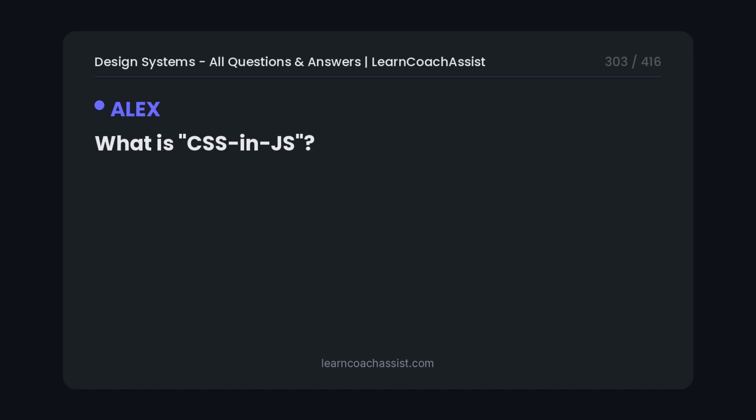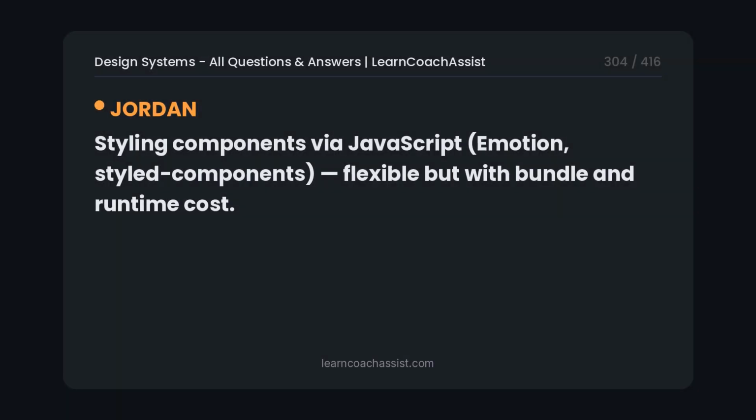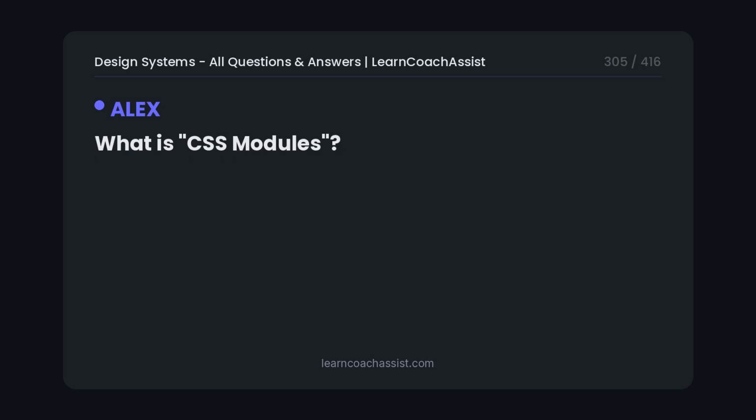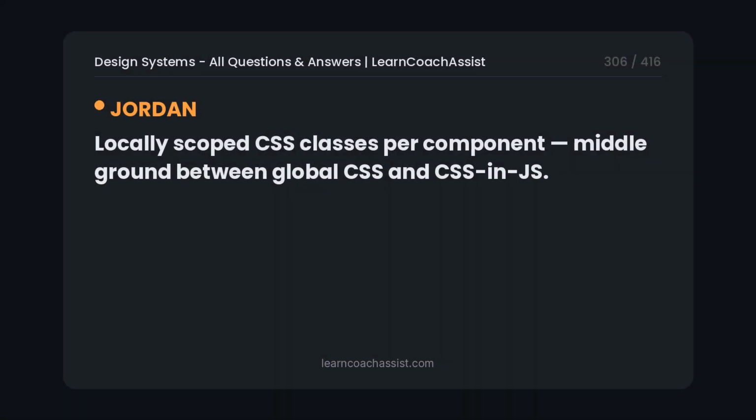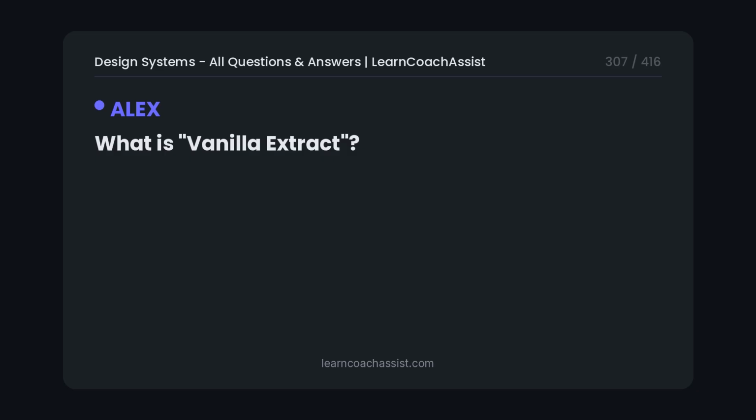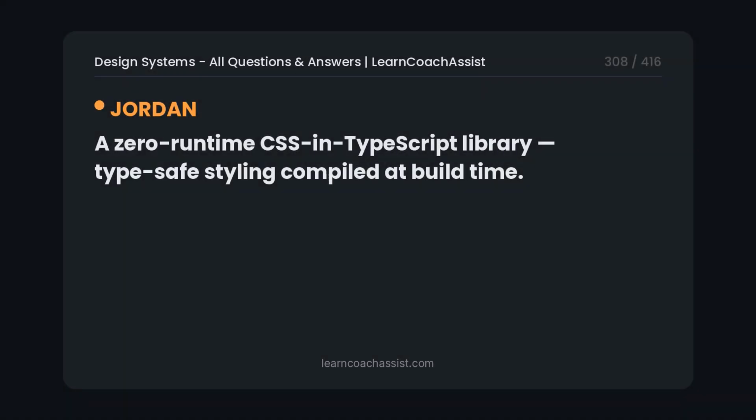What is CSS in JS? Styling components via JavaScript, Emotion, styled-components, flexible but with bundle and runtime cost. What is CSS modules? Locally scoped CSS classes per component, middle ground between global CSS and CSS in JS. What is Vanilla Extract? A zero-runtime CSS-in-TypeScript library, type-safe styling compiled at build time.